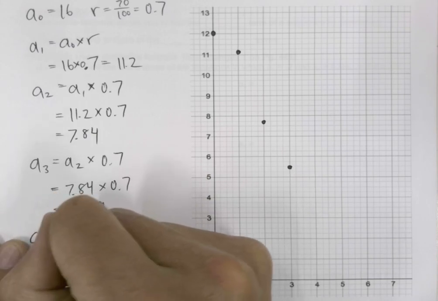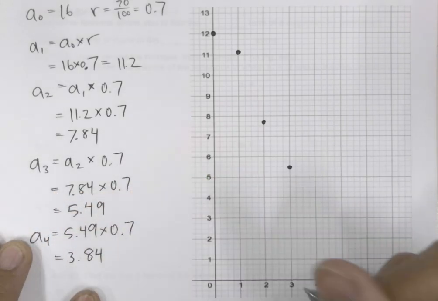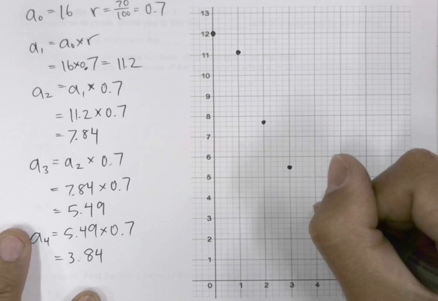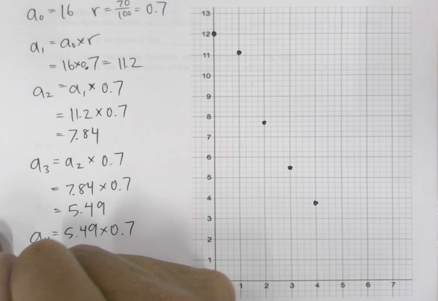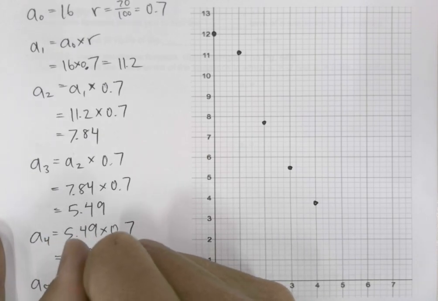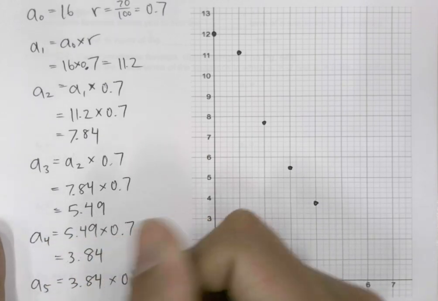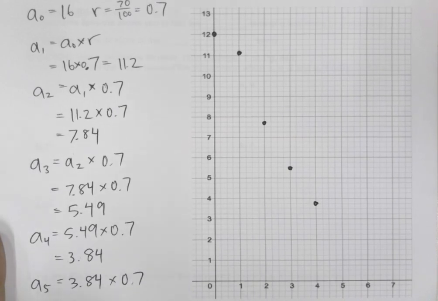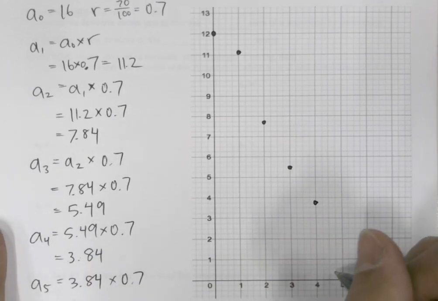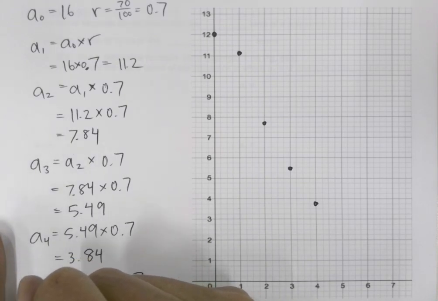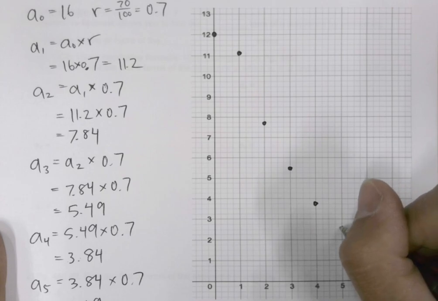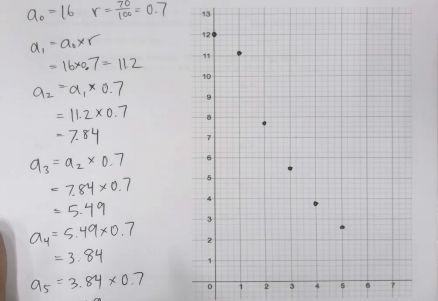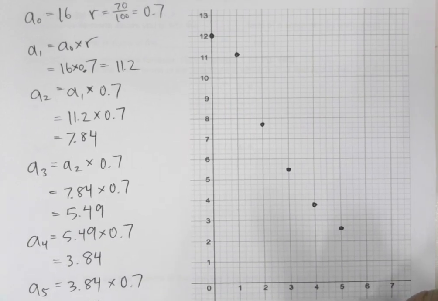A sub 4 is equal to 5.49 times 0.7. That's equal to 3.84. 3.84, right about there. And then we have a sub 5 is equal to 3.84 times 0.7. That's going to equal 2.69. 2.69, right about there.